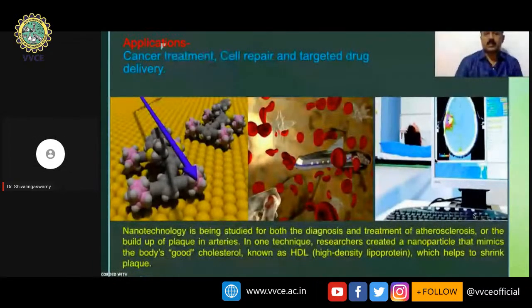So, for example, in the treatment of atherosclerosis, that is a kind of plaque that is developed in the arteries due to cholesterol, it can be cleared with the help of nanoparticles, which mimic the body's good cholesterol, known as high density lipoprotein, that is HDL. This actually helps in shrinking this plaque. In fact, people have experimented with this and they claim that they have succeeded in the clinical trials. And very soon, this technology will come to the market.